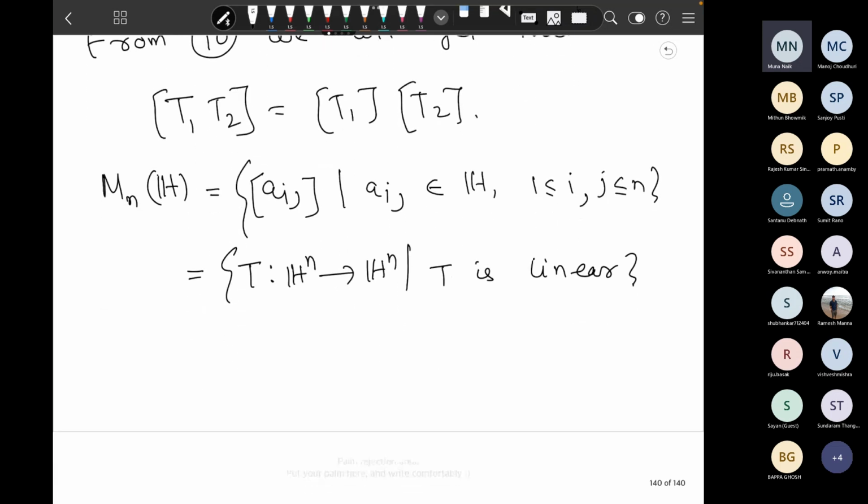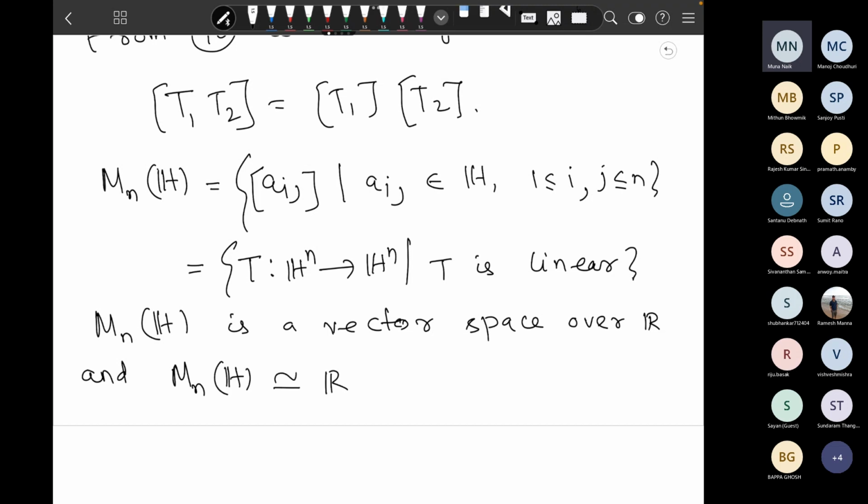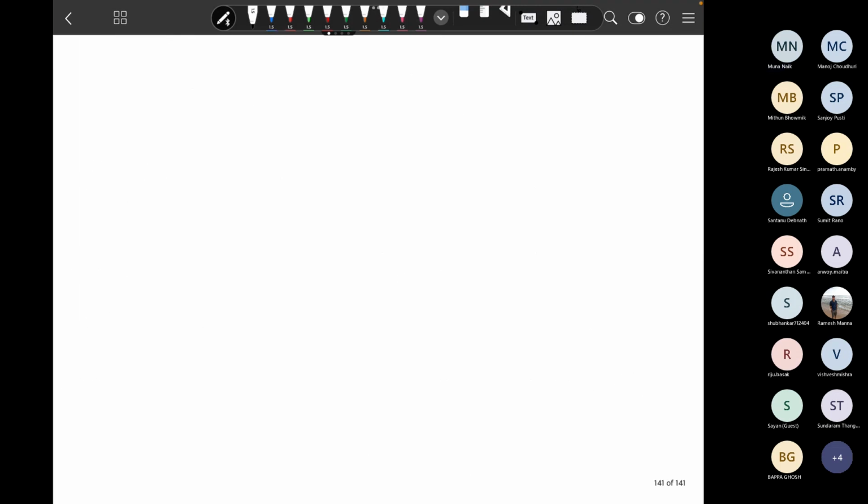Now M_n(H) is a vector space over R, and it has n squared quaternionic coordinates. Each entry is a quaternion, and each quaternion has 4 real coordinates. So M_n(H) will be isomorphic to R^(4n^2). So we borrow the topology of R^(4n^2) to M_n(H). You'll remember this thing.